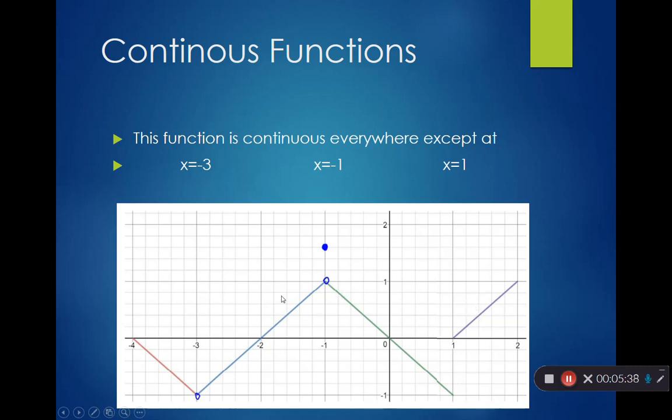So most functions that we study in this class are going to be continuous everywhere. Some of them will have a few discontinuities, places where they're not continuous, but for the most part, calculus applies to every function we're going to study in this class, and they're going to be called a set of continuous functions.